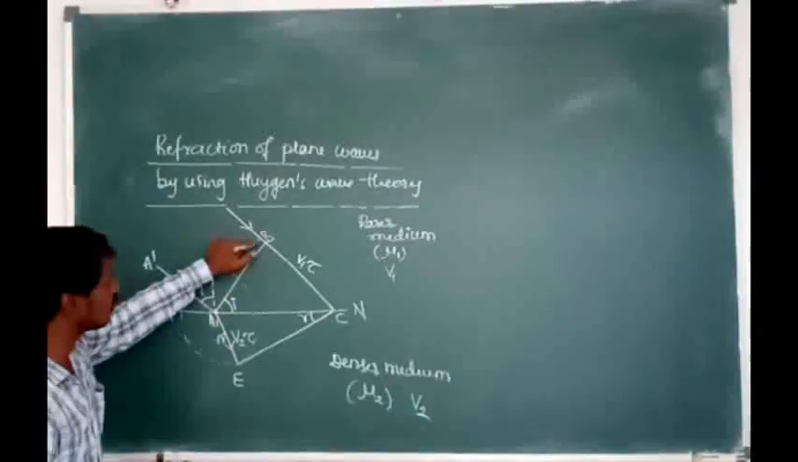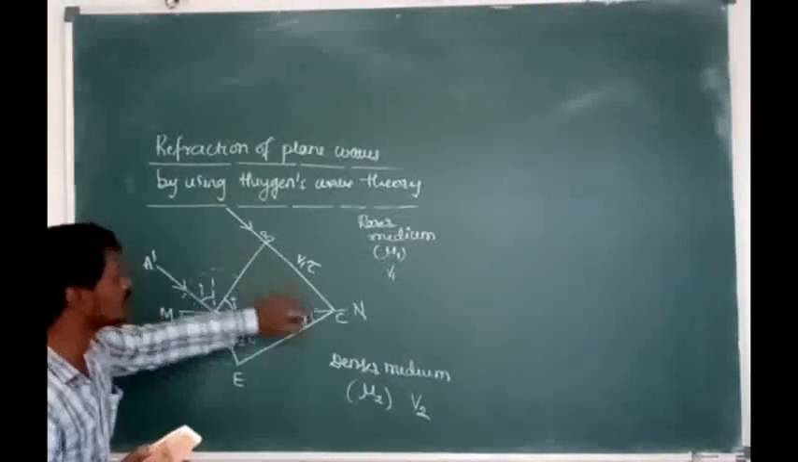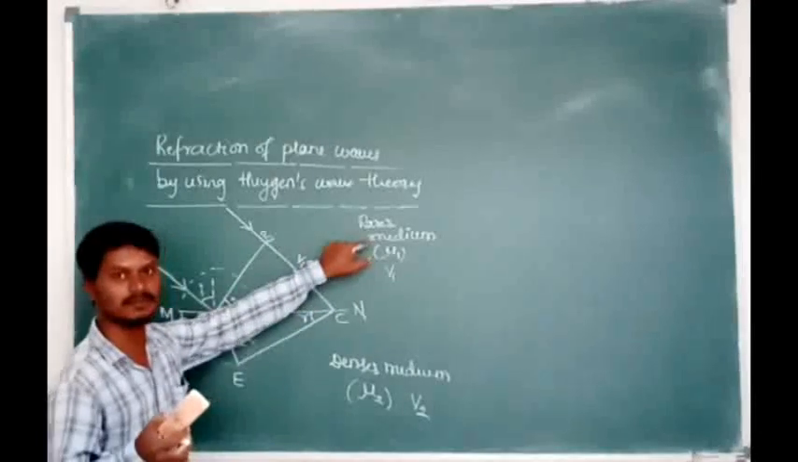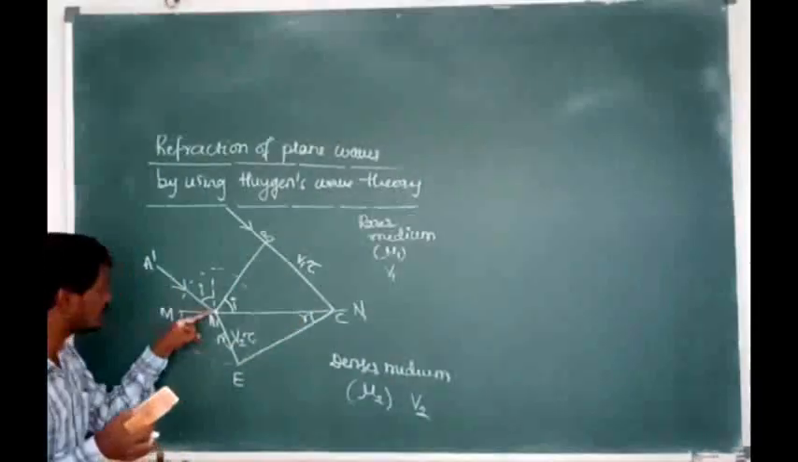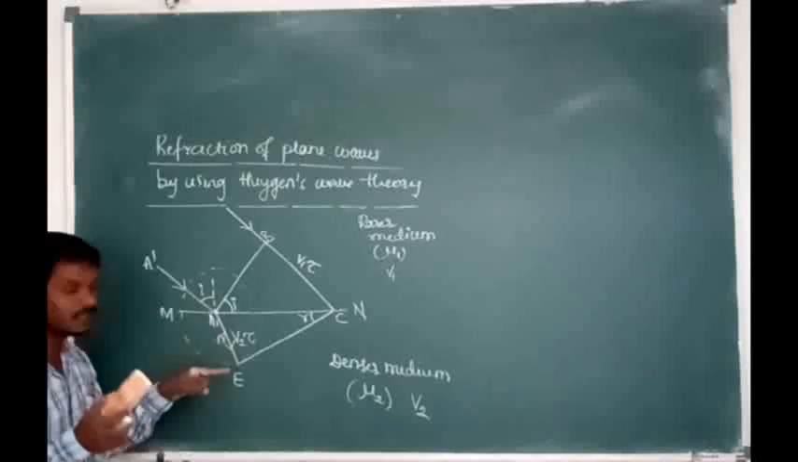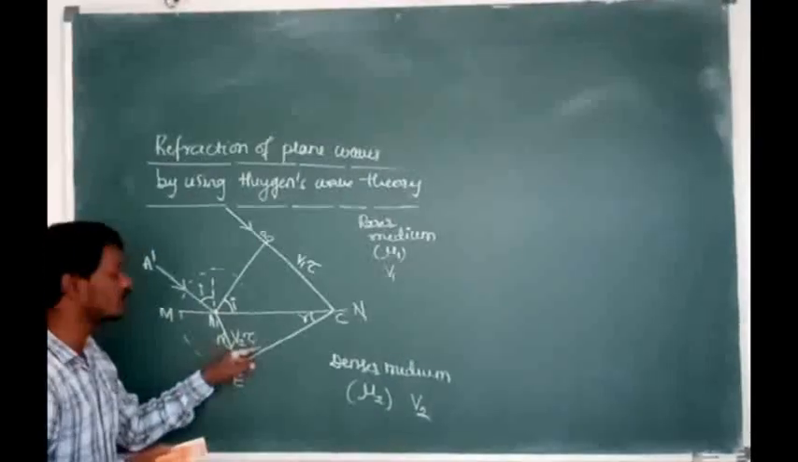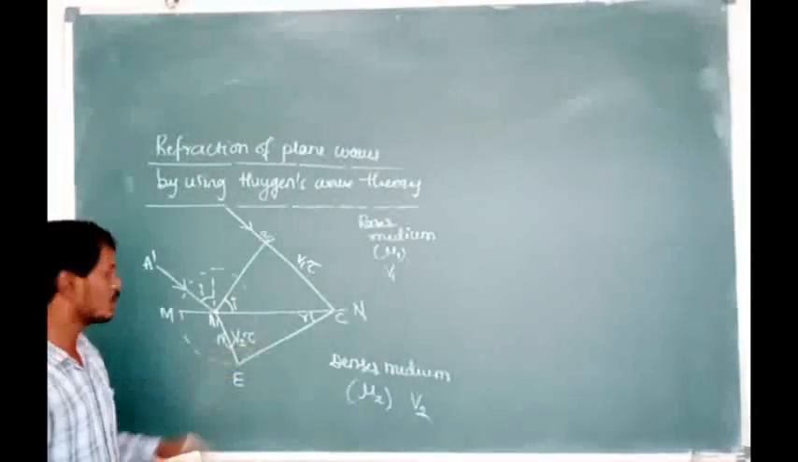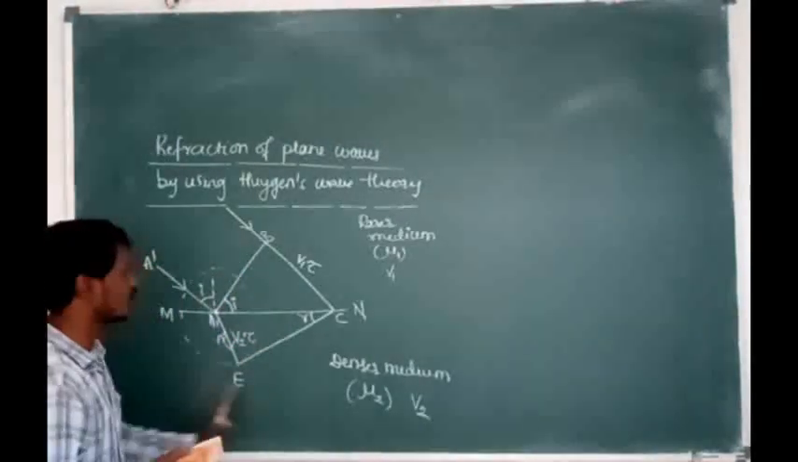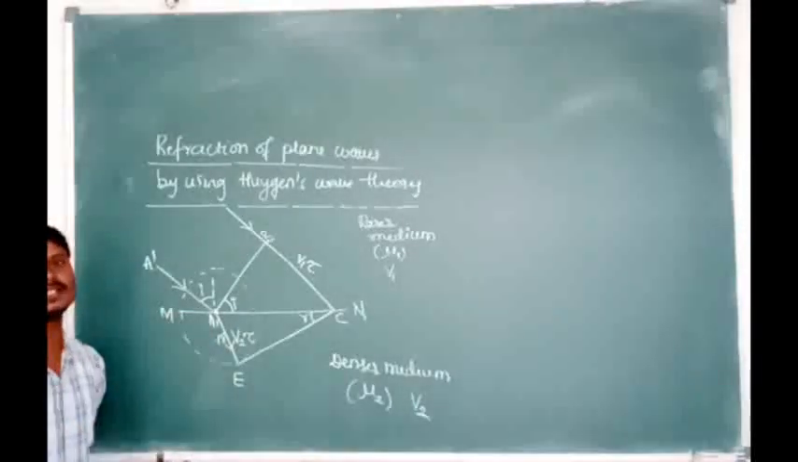So here the secondary wavelet travels from B to C in the rarer medium, but here the secondary wavelet will travel from A to E in the denser medium. And what is the distance traveled here? That is v2 into tau. Okay, so this is about the diagram. Then next we are going to do Snell's law.